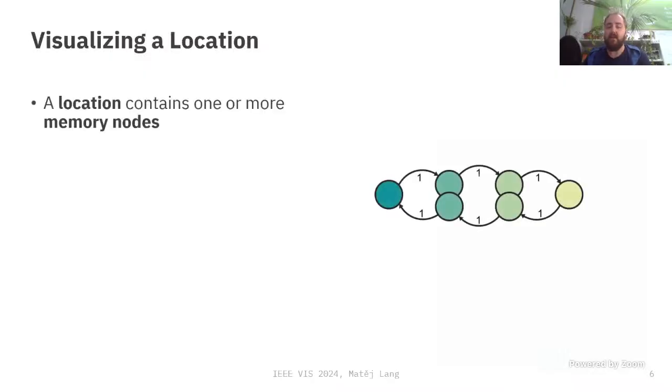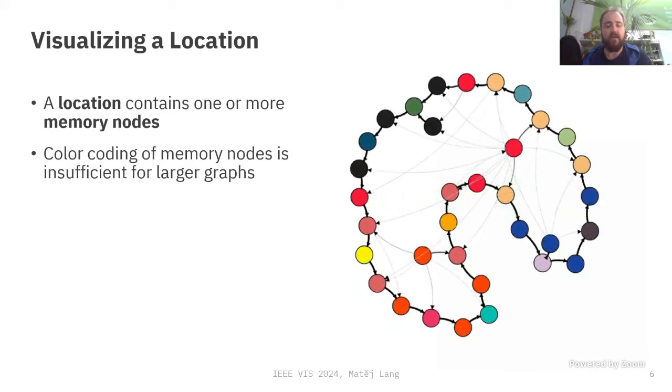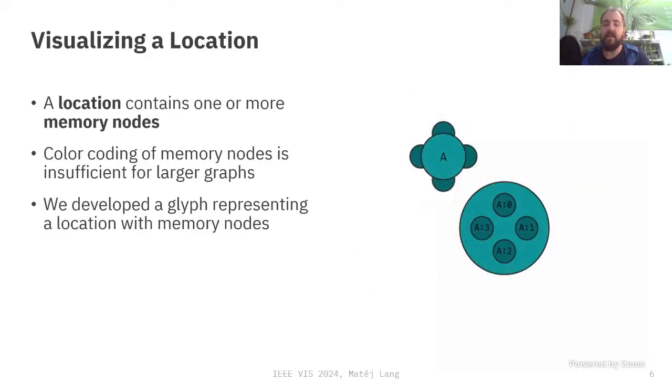As we have seen, with a simple example, we can just take those multiple locations and, for example, color them in the same color. However, this quickly breaks if we try to use a bigger graph. That's why we developed a glyph that's able to show the location either in a closed state, where we see the location as just one unit, or in the open state, where we can also see the memory nodes.